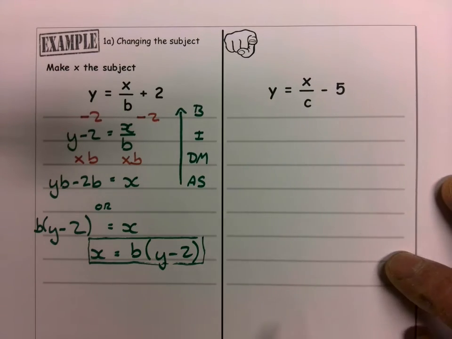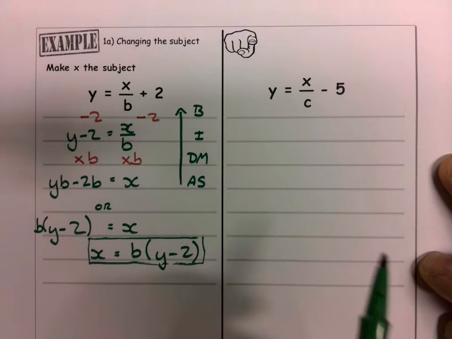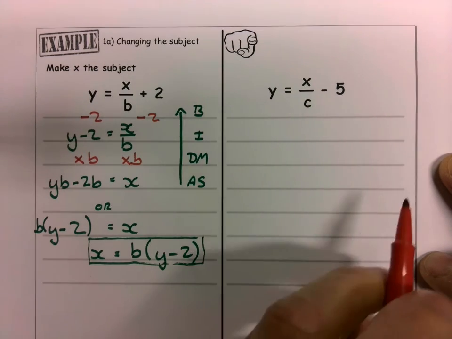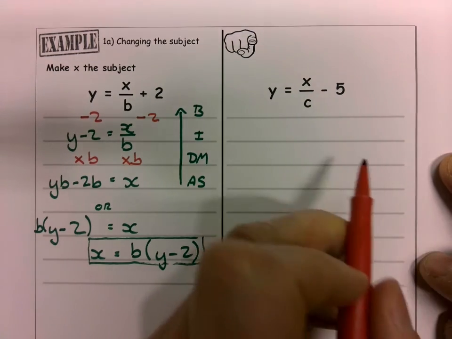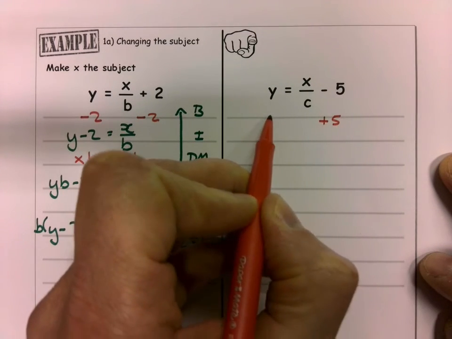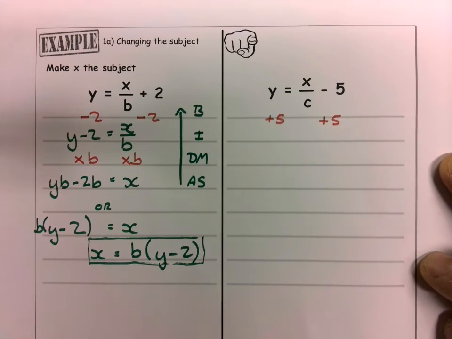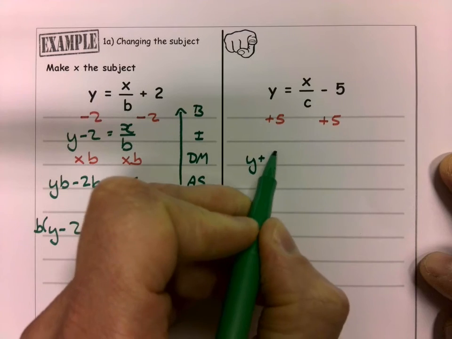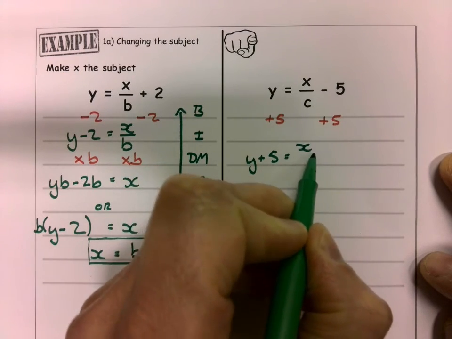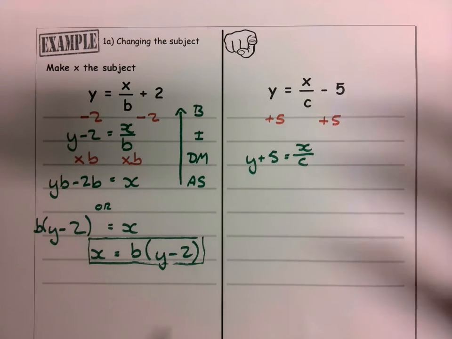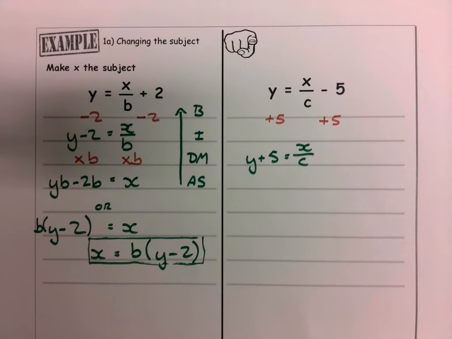Okay, so hopefully you've had a go at the you do now, so I'm just going to go through this to make sure that you understand what you needed to do. So doing our BIDMAS rules backwards, the first thing we're going to get rid of is that subtract 5. It says subtract 5, so we do the opposite, we add 5, but we add it to both sides. So there's my working line. So I've got y plus 5 is equal to x on c. Of course, take away 5, add 5, that's just going to be 0, that's going to go away.